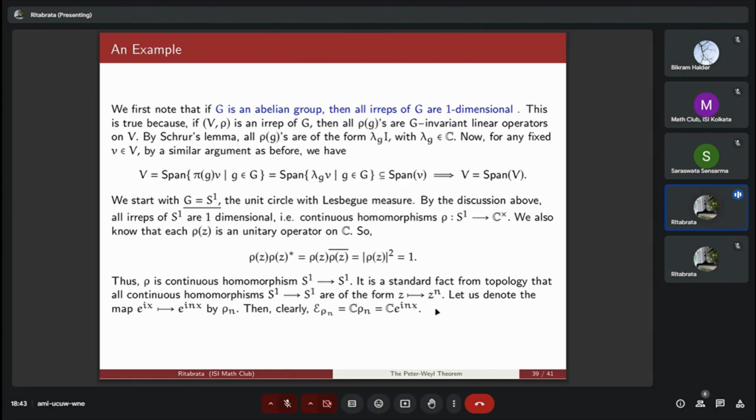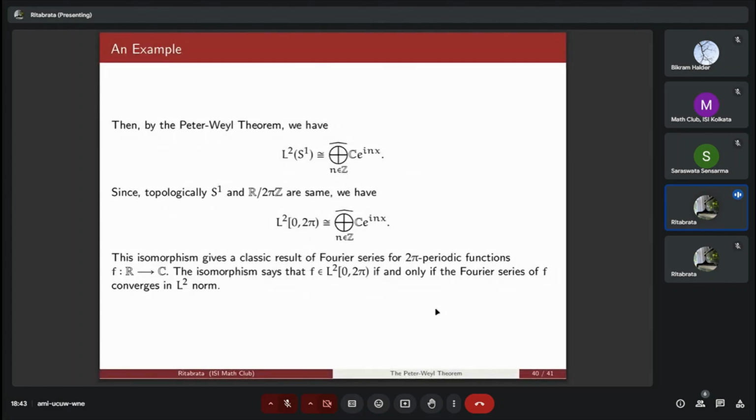Using this, we try to prove the following result. By the Peter Weyl theorem, we have L2 of S1 is isomorphic to the Hilbert space direct sum of the C span of e power ins. Since topologically S1 and R mod 2 pi z are the same, we have found that L2 of the interval 0 to 2 pi is isomorphic to the Hilbert space direct sum of C span of e power ins.